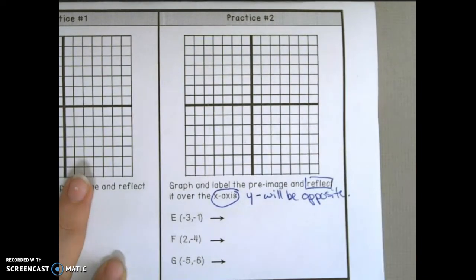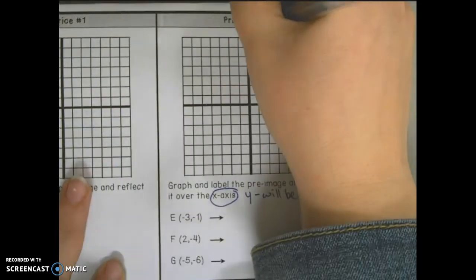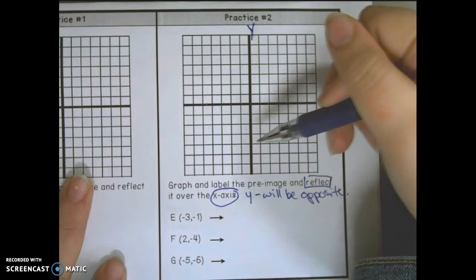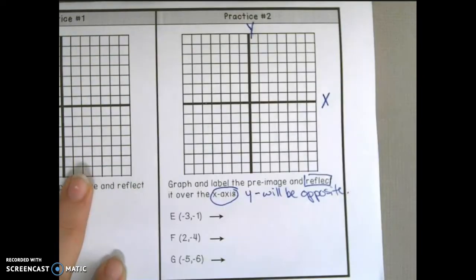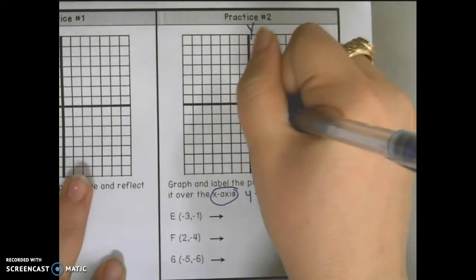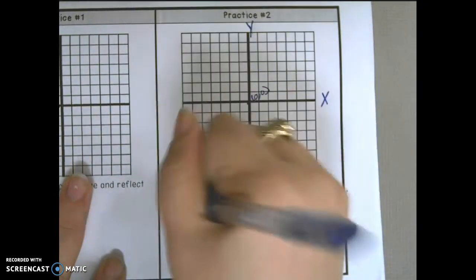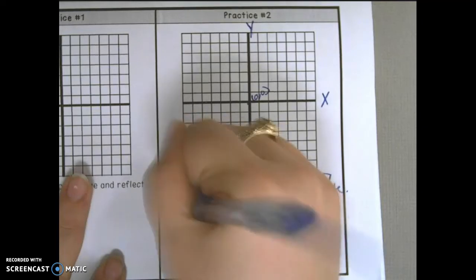So I'm going to graph my image, and first I need to label my y and my x. Remember, y is always up and down, x is side to side. And right here is 0, 0. So that's 0, 0.